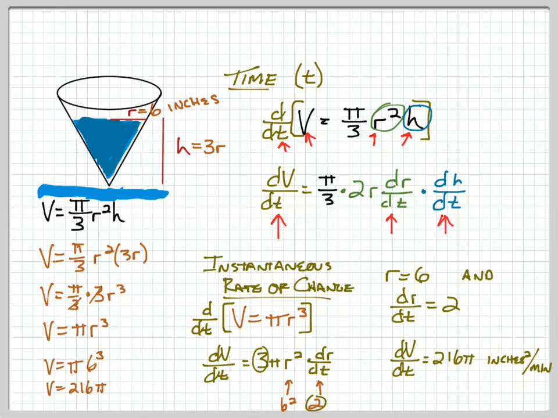So that's how we use implicit differentiation with what's called related rates. It's generally going to be looking at the derivative with respect to time, and then finding an instantaneous rate of change using that implicit differentiation to find a given value.